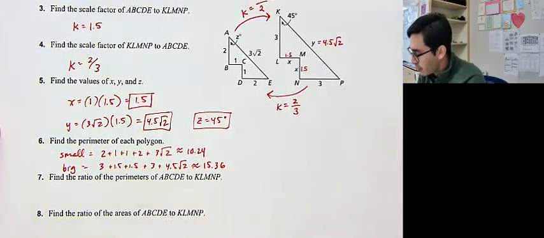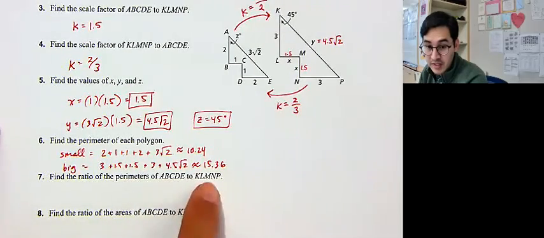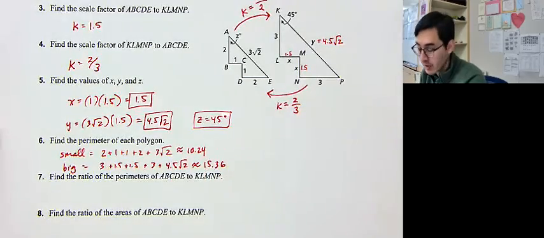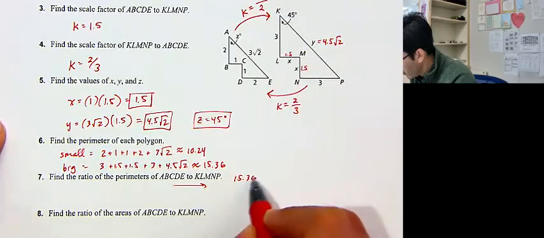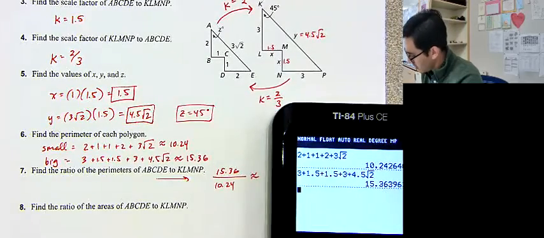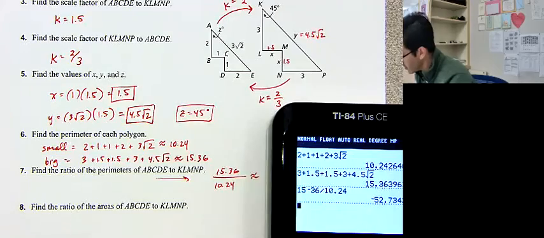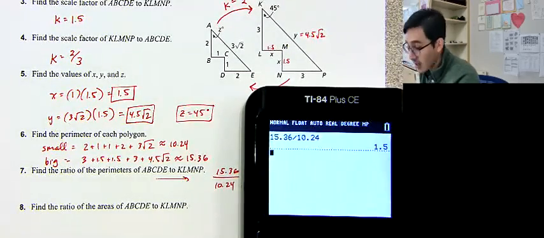All right, so we have the two perimeters. Now let's find the ratio of the perimeters, A, B, C, D, E to K, L, M, N, P. Okay, so I think we'll take the perimeter of the big figure divided by the perimeter of the small one. Right? We're going in this direction. So 15.36 divided by 10.24. Let's see what this is. Oops, what did I do wrong? 15.36 divided by 10.24 is 1.5.